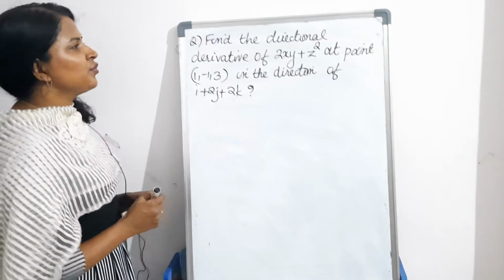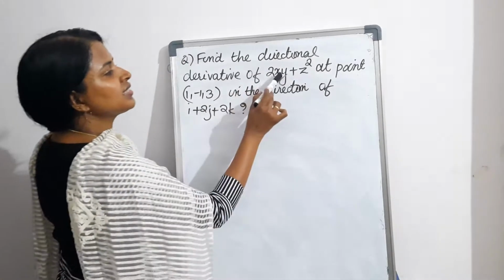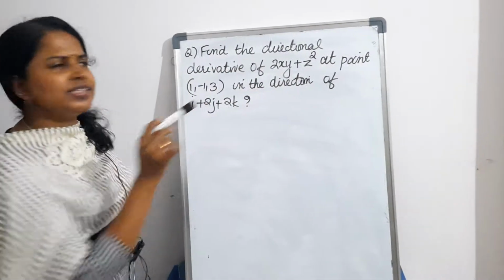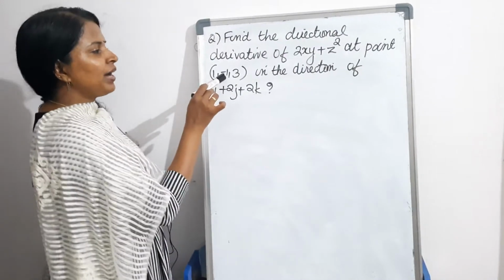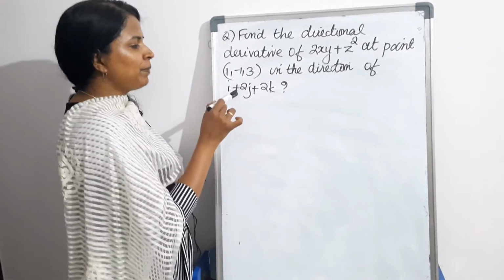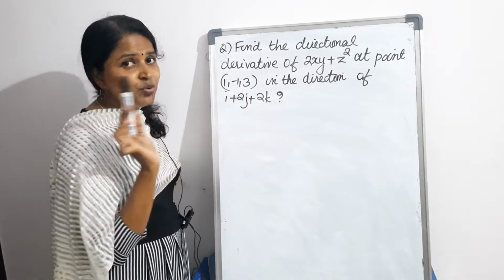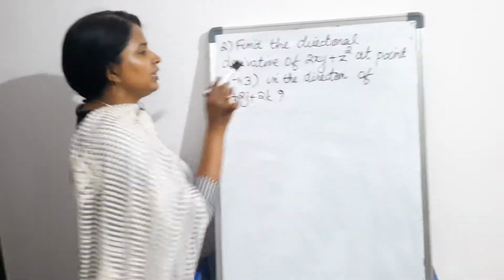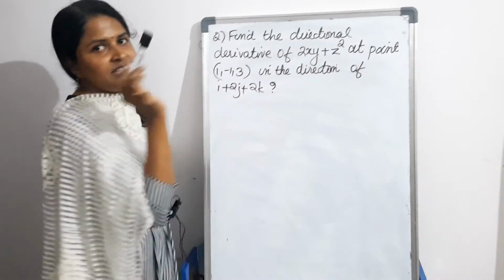Problem. Find the directional derivative of 2xy plus z square. This is the function. At the point (1, -1, 3) in the direction of i plus 2j plus 2k. This is the given vector. This is not a unit vector. Here this is the function at the point (1, -1, 3).